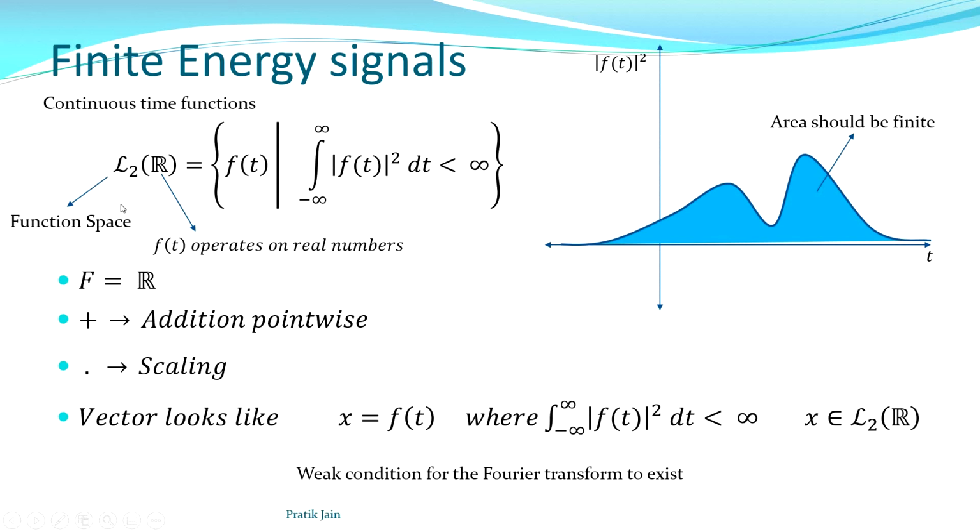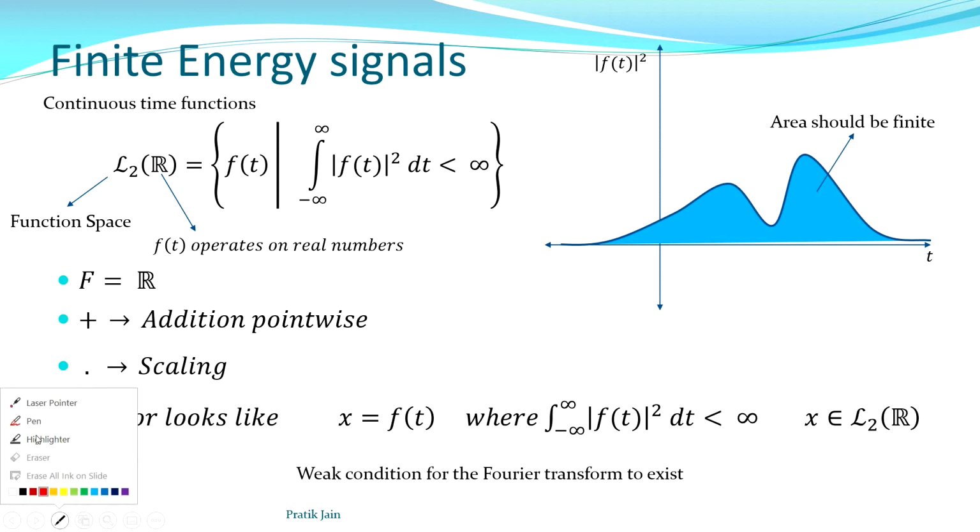Okay, so what is the L2 of R? So it is defined like this. It is all those functions. So it is f of t, any f of t. So any function such that the integration of the mod of the square of this function, since there is a square, from minus infinity to plus infinity dt, is less than infinity. So intuitively, if you have a function over here, the integration of the function from minus infinity to plus infinity, the whole area under this curve, should be finite. It should not be infinite.